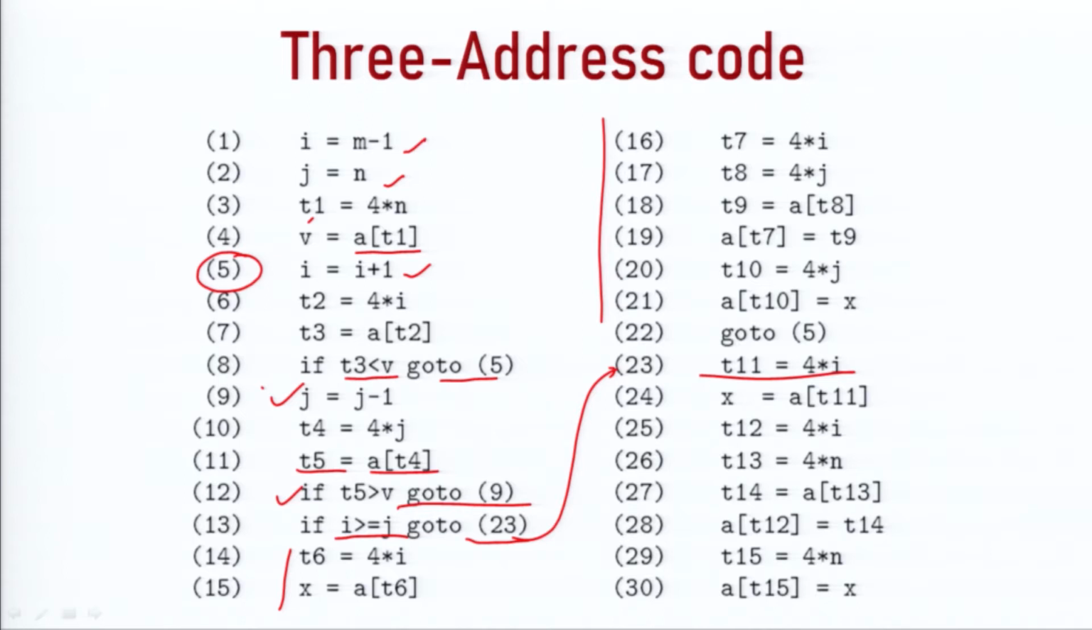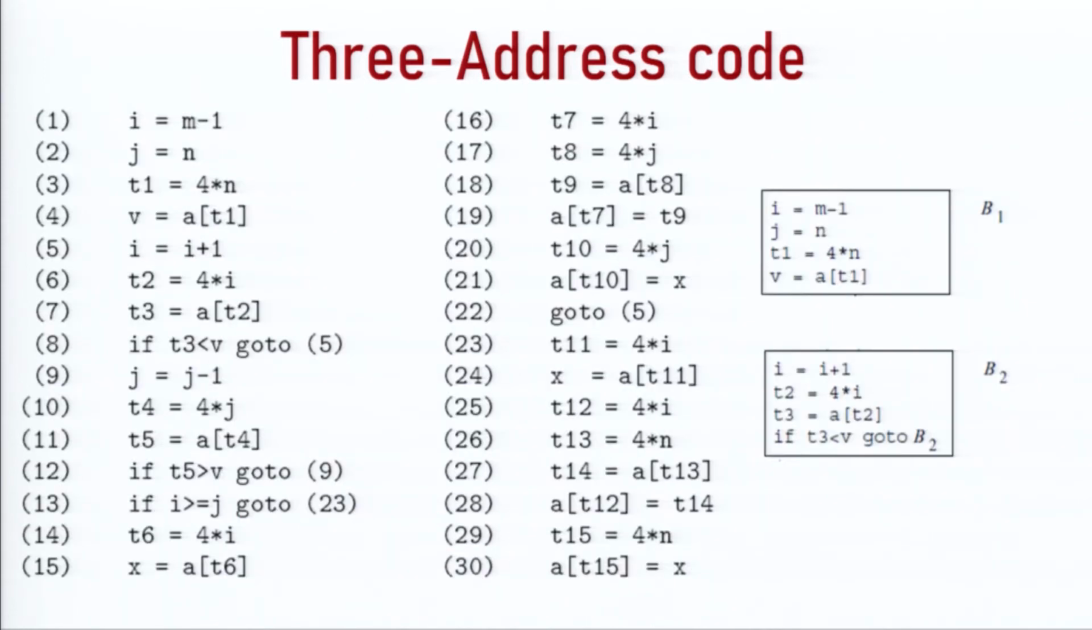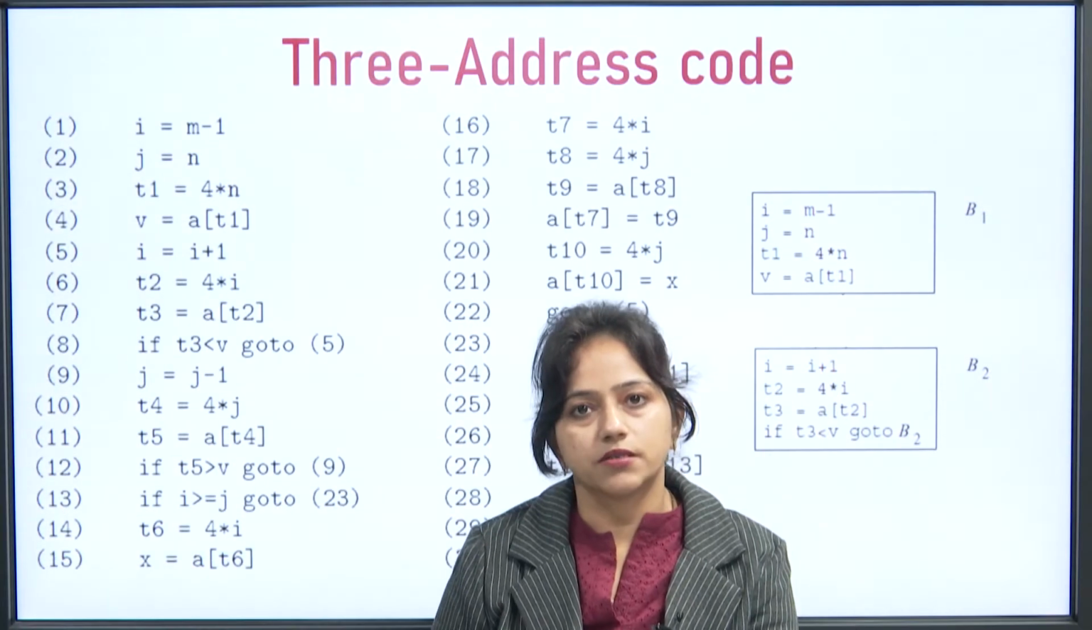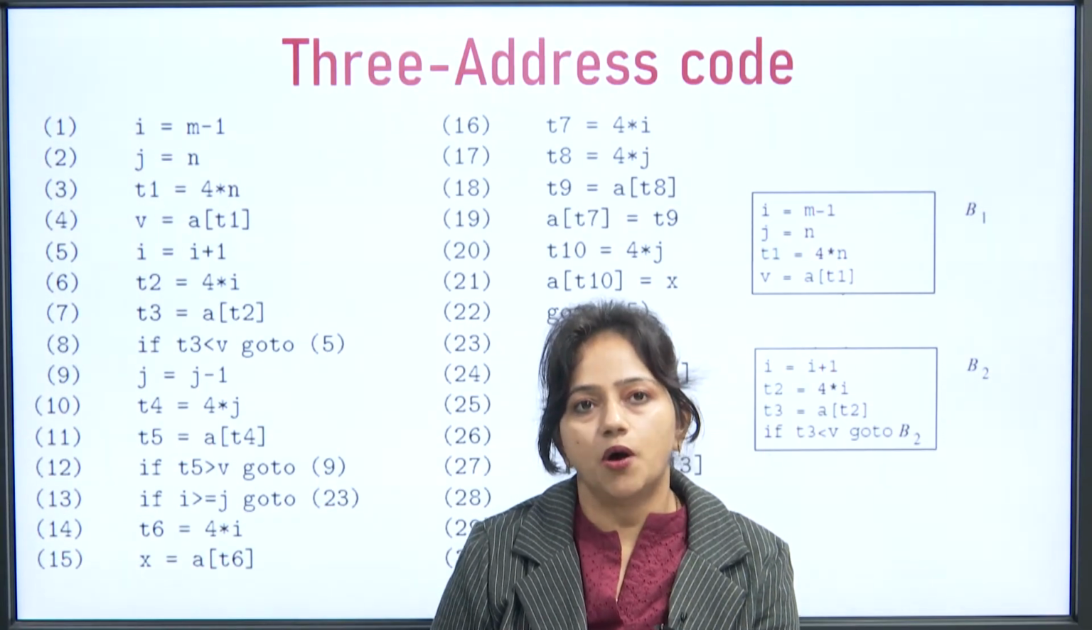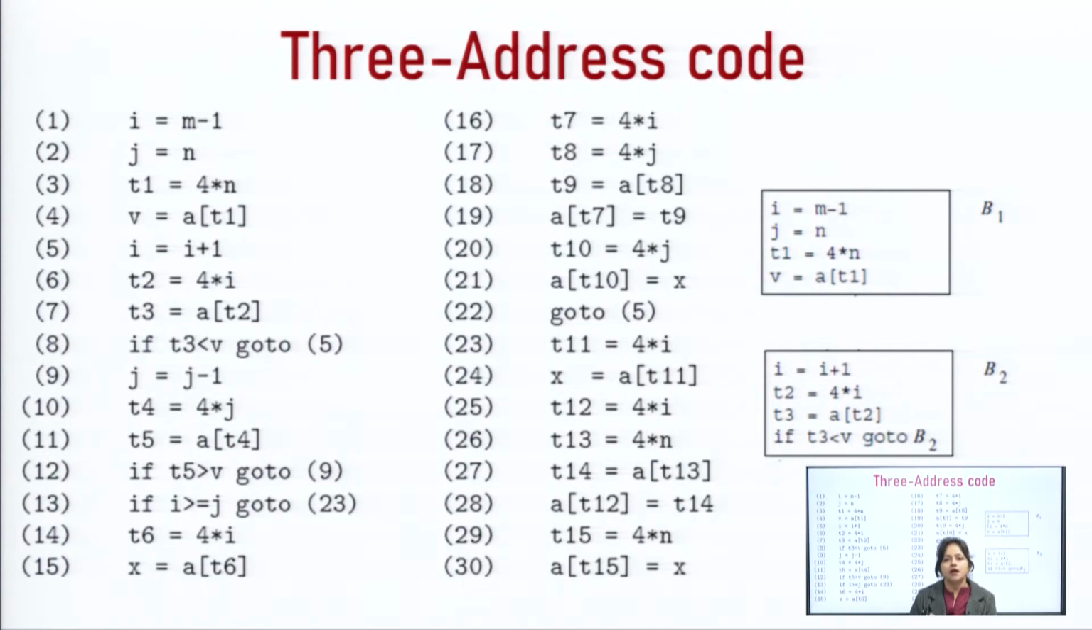Now, for doing the optimization we will proceed step by step. Now, next step is to find the basic blocks. Now, for finding the basic blocks, first we need to find what is the leader in every block. So, we will look at the leader. How to find the leader? We know the first statement of the program is called the leader. This is the first rule for finding the leader.